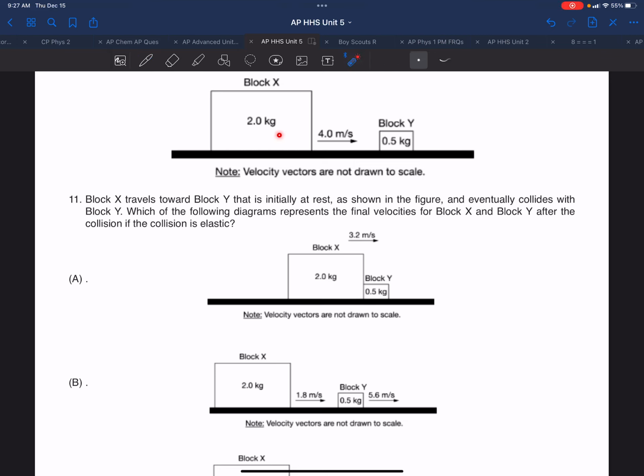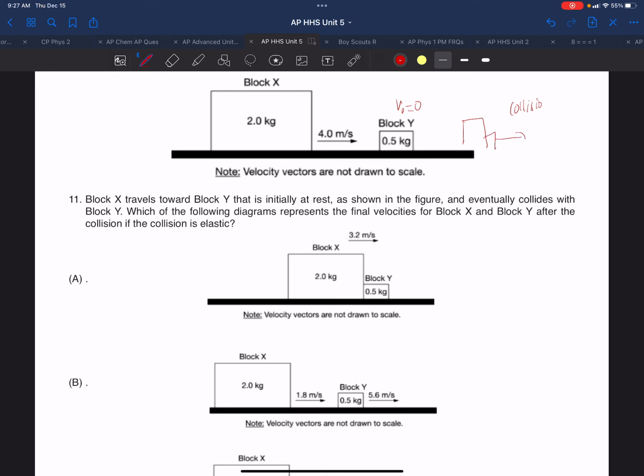So we have this block X moving along with a certain speed. There's block Y, which looks like it's at rest. So there's going to be some kind of collision between the two. What you might expect is that since this one has such a larger mass, it's going to run into this one, and the two are going to move off together.